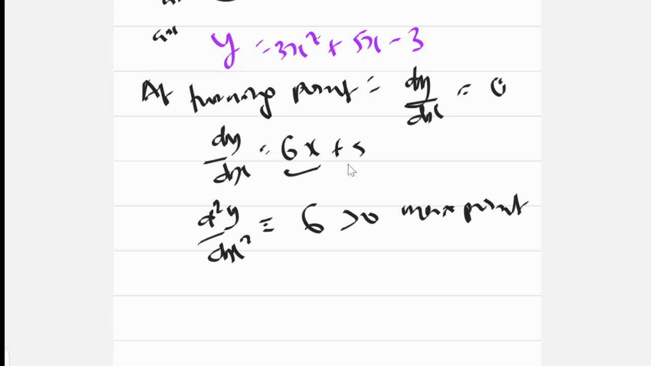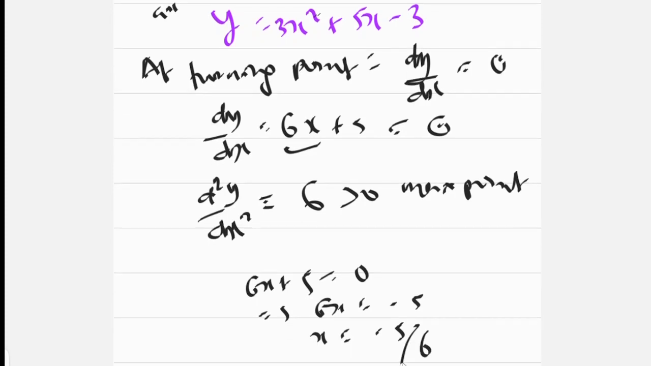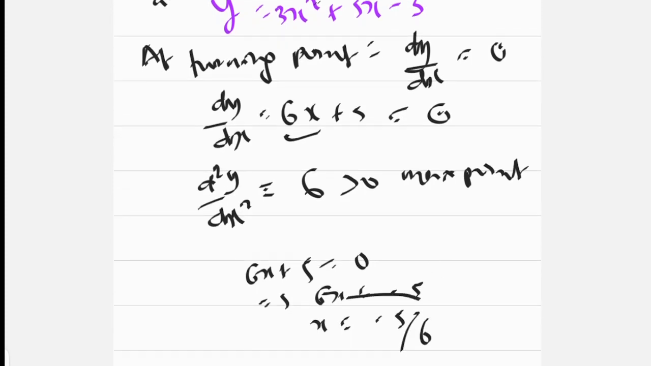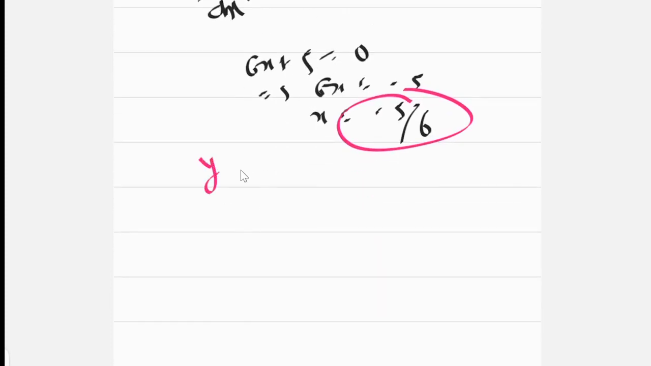Then you go to your turning point. You know I said at turning point your dy/dx is equal to 0. If you equate this to 0, it means I have 6x + 5 equals 0, which implies that 6x equals -5, and your x will now be -5/6. So the value of x now, just substitute it into the equation you were given, to get the value of your y, and that will give you your maximum value.